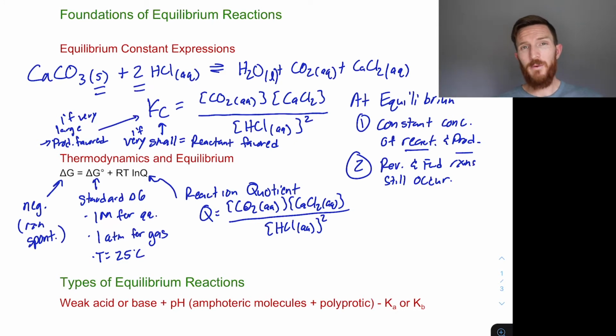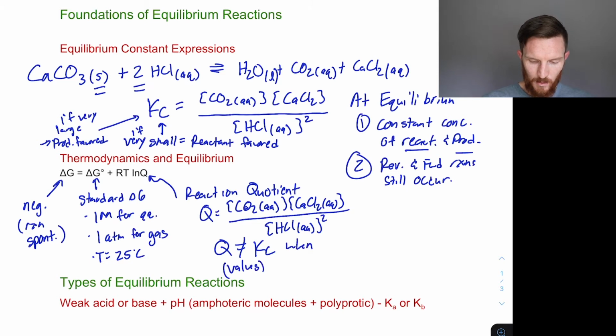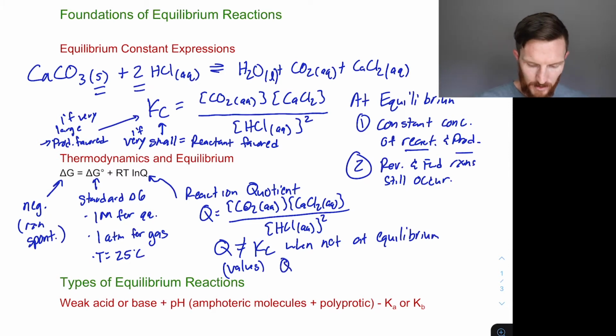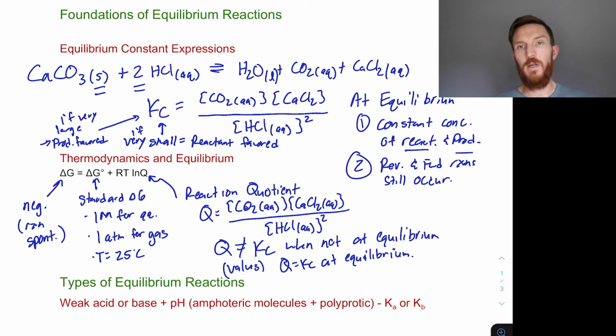The only reason we talk about this versus the equilibrium constant is that our Q does not equal our Kc value. These are our values, so our numbers, when not at equilibrium. Whereas, if we are at equilibrium, our Q equals our Kc value at equilibrium.